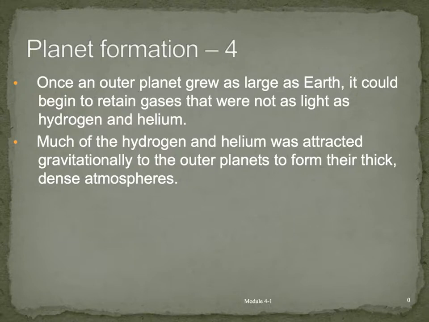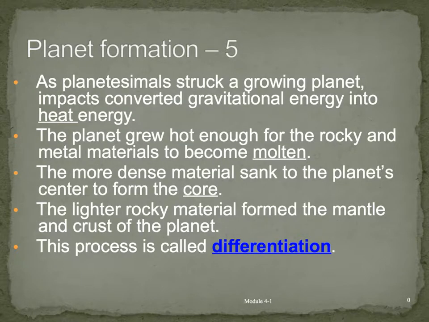Once the outer planets grew as large as the Earth, their gravities increased and they were able to maintain hydrogen and helium in their atmospheres. As planetesimals struck a growing planet, the impacts converted the gravitational energy into heat energy. The planets grew hot, for the rocky and metal materials became molten.